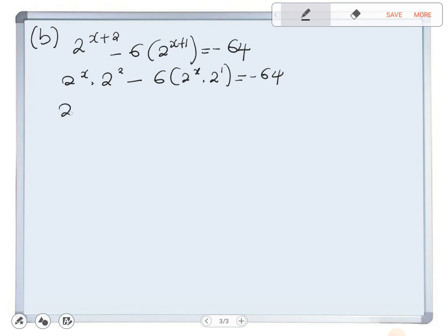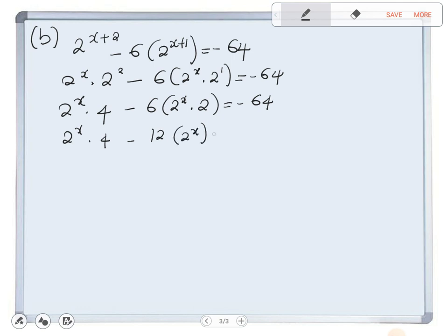So here we can see this is the same as 2^x multiplied by what? 4. You agree, right? And this is just 6 times 2^x multiplied by 2. And this is equal to negative what? 64. We can clearly see that we can factor out 2^x here because it's common. So this 2 can multiply this 6 here, such that we can have this minus 12, then 2^x like that, equal to negative 64. We can have such a solution.